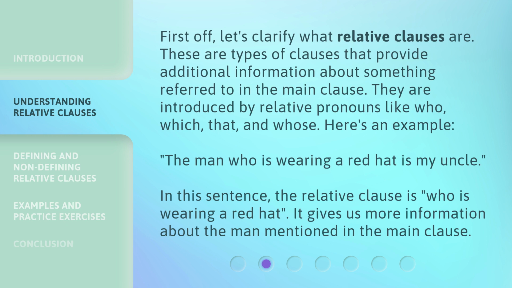Here's an example. The man who is wearing a red hat is my uncle. In this sentence, the relative clause is who is wearing a red hat. It gives us more information about the man mentioned in the main clause.